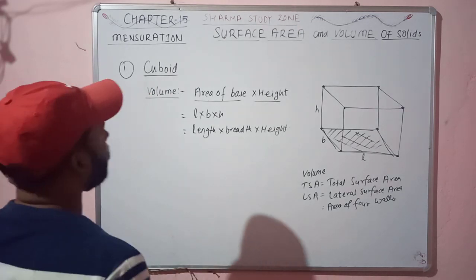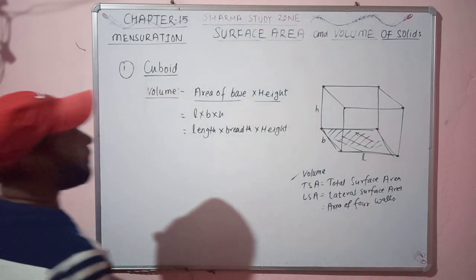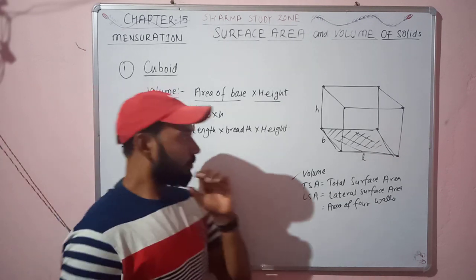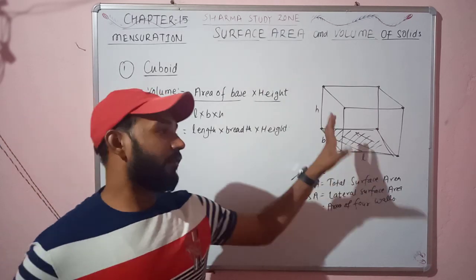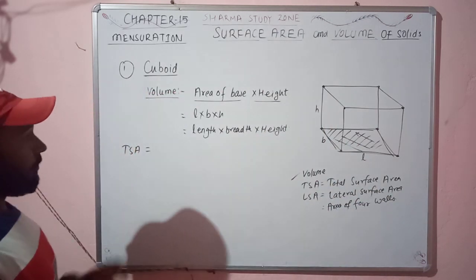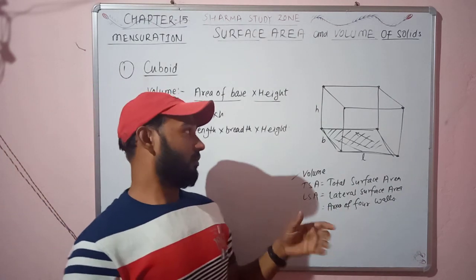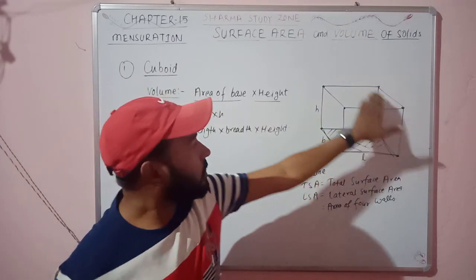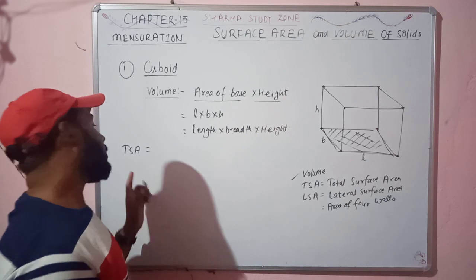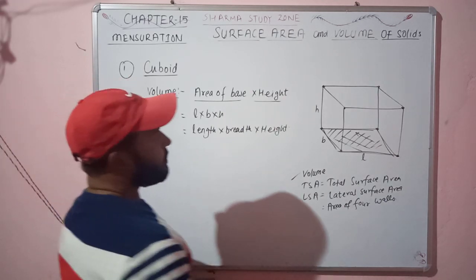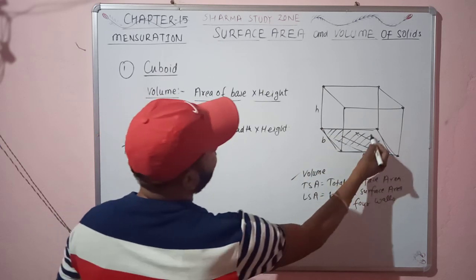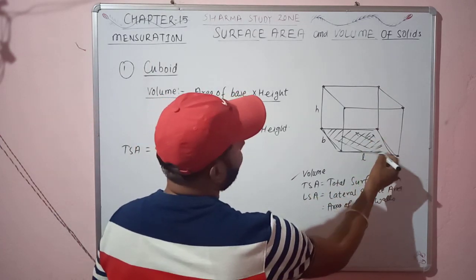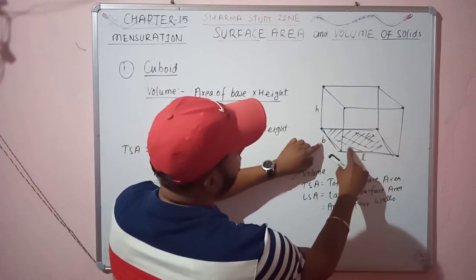Moving further, after volume, we come to the total surface area of a cuboid. As I told you earlier, there are 6 surfaces or 6 faces. To find the total surface area, we need to find the area of all the surfaces, then add all these areas. Then we will get the total surface area. So we have 6 surfaces, and all the 6 surfaces are in the form of a rectangle. You can see this one is length and breadth in the form of a rectangle.